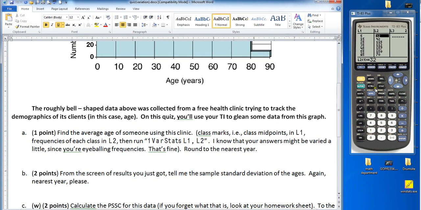So we're going to go ahead, just like I say in there, and use 1-Var Stats. Make sure you tell it L1 and L2. It's definitely important, otherwise it's going to give you an answer that's incorrect. I get about 43 years of age. So there's your first result there, from 728 respondents. From the screen, give me the sample standard deviation. Looks like about 18 years, plus or minus 18 years.